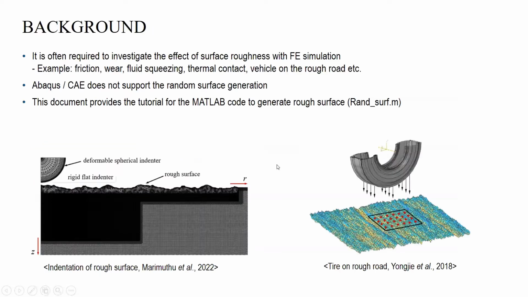Okay, hello everyone. Today I would like to introduce the MATLAB code that I wrote for rough surface generation for ABAQUS input. Surface interaction is one of the important things in the engineering field, and it is often required to investigate the effect of surface roughness with finite element simulation. But unfortunately, ABAQUS CAE does not support random surface generation, so I wrote a MATLAB code. I will show you how it works briefly and show you the demo.